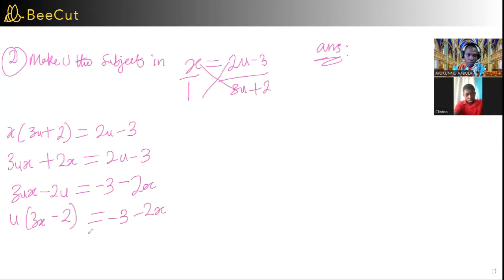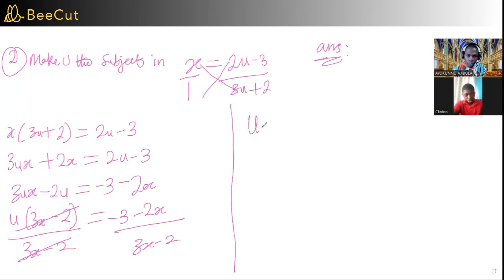Here, what is disturbing you from being alone on this side? It is the bracket, yes or no? So you divide by 3x minus 2. So 3x minus 2 is going to cancel this. Is that taken? Yes, sir. And you can see that u is alone now. So u is now the subject: u equals minus 3 minus 2x all over 3x minus 2.